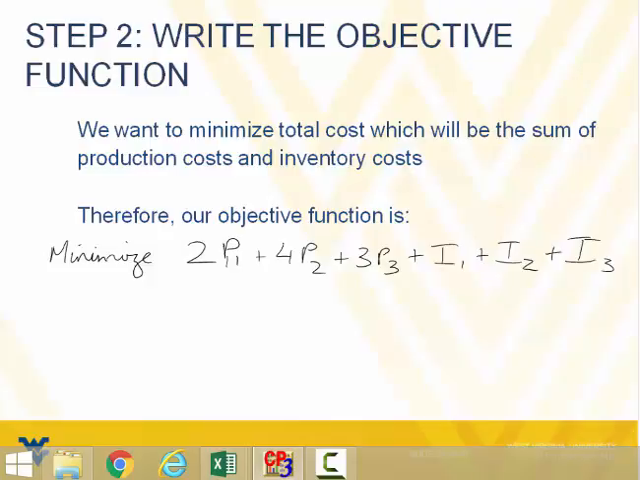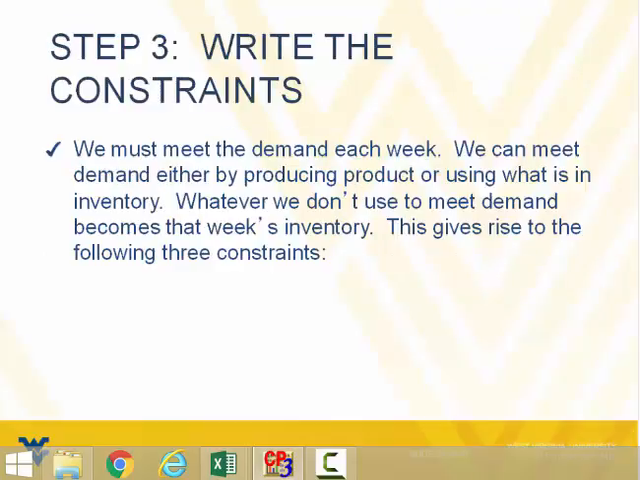Then I have to figure out what my constraints on the system are. So we must produce enough to meet demand each week, right? We can either meet demand by producing or by satisfying the demand from inventory, right? So if we produce in excess of demand, that goes into inventory, right? So basically inventory is everything that comes out of production and does not meet demand, right? So let's write out that logic.